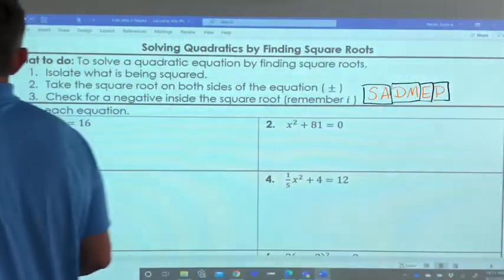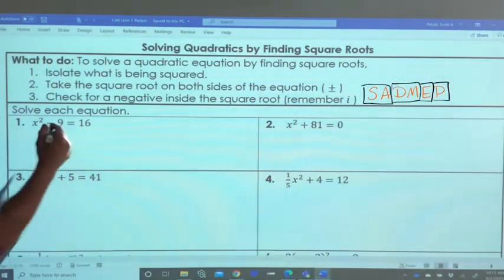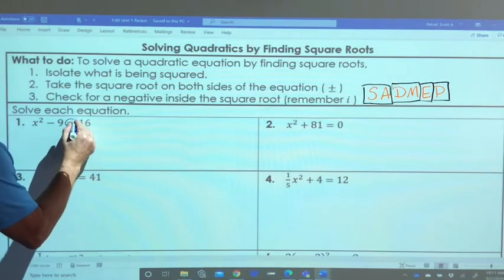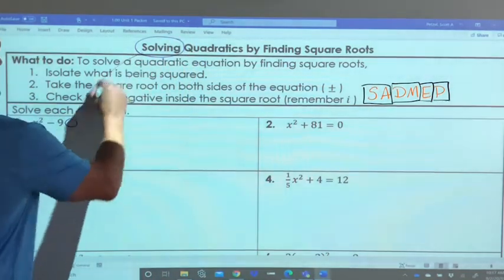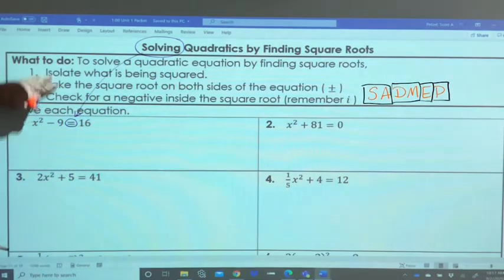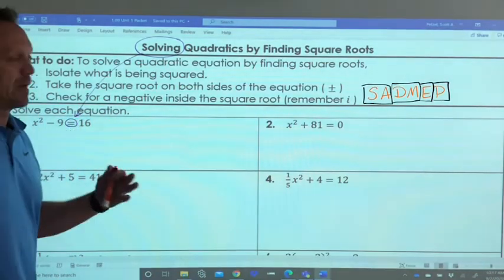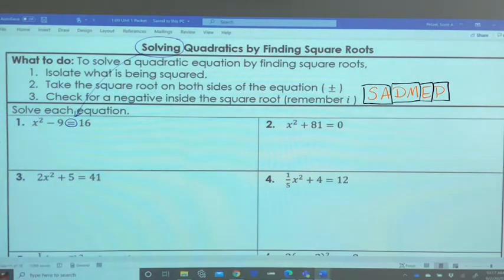So when I look at this equation over here, and again, it is an equation. It has an equal sign, so that means I'm solving. If it has an equal sign, I'm solving. You can follow these instructions here. I'm not going to do that. I do reverse PEMDAS, okay?